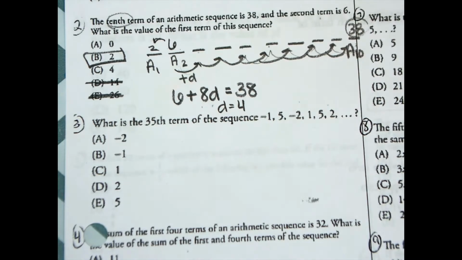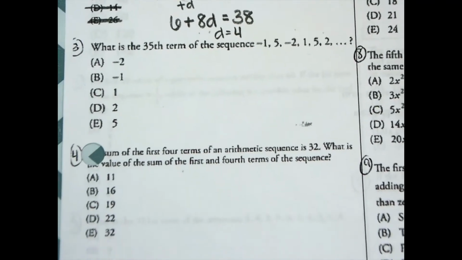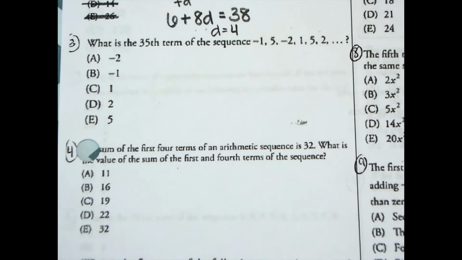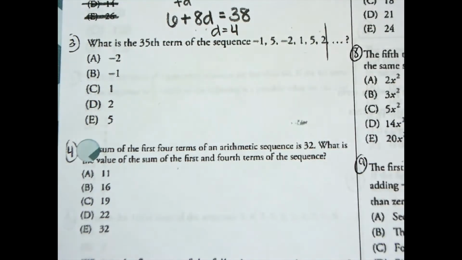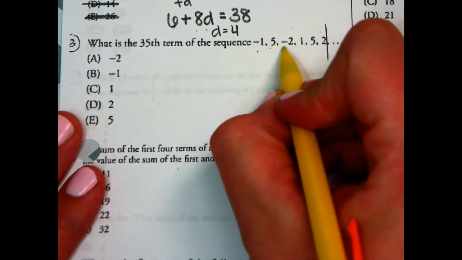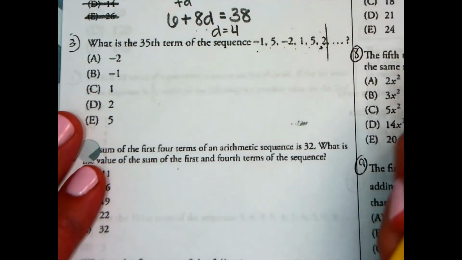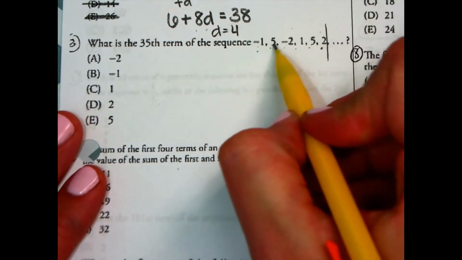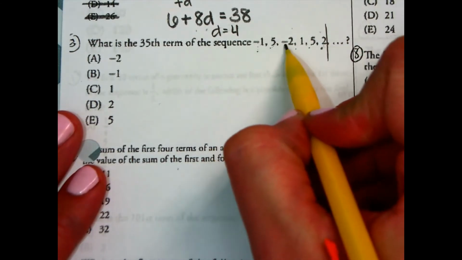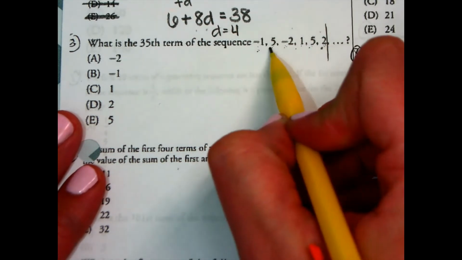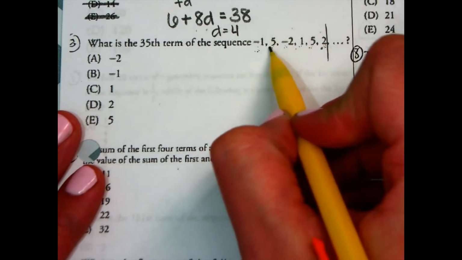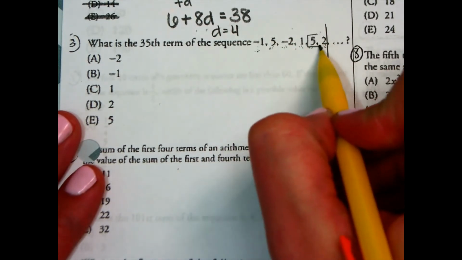Okay, number 3, what is the 35th term of the sequence? This repeats. It's not arithmetic or geometric. It's just repetition. It's going to repeat after this term. Notice how they gave you a complete cycle. So I'm just going to count. 1, 2, 3, 4, 5, 6. Well, then it's going to repeat. So 7, 8, 9, 10, 11, 12, 13, 14, 15, 16, 17, 18, 19, 20, 21, 22, 23, 24, 25, 26, 27, 28, 29, 30, 31, 32, 33, 34, 35. And I end up at 5.